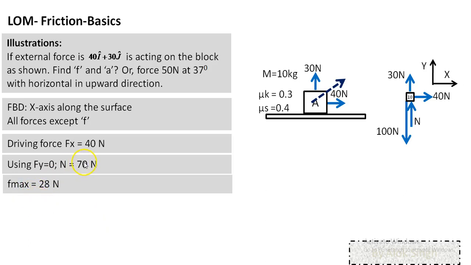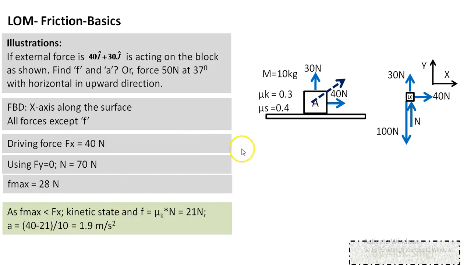It will be equal to 70 Newtons multiplied by mu s. So 70 into 0.4, it will be equal to 28 Newton. Now, finally, what is the state of motion? We compare the maximum friction force, the resisting force, with the driving force. Here we find the maximum resisting force is lesser than the driving force, hence the block will slip. It will be the kinetic state.